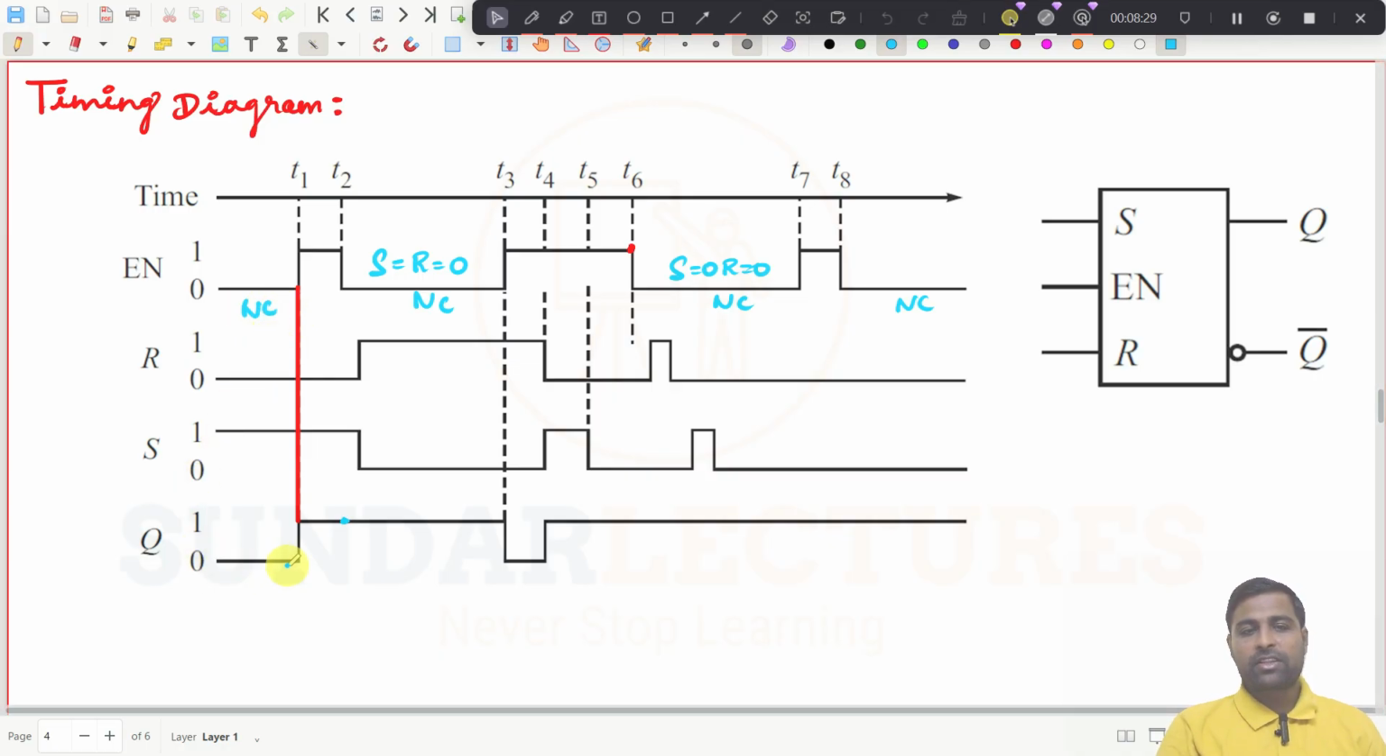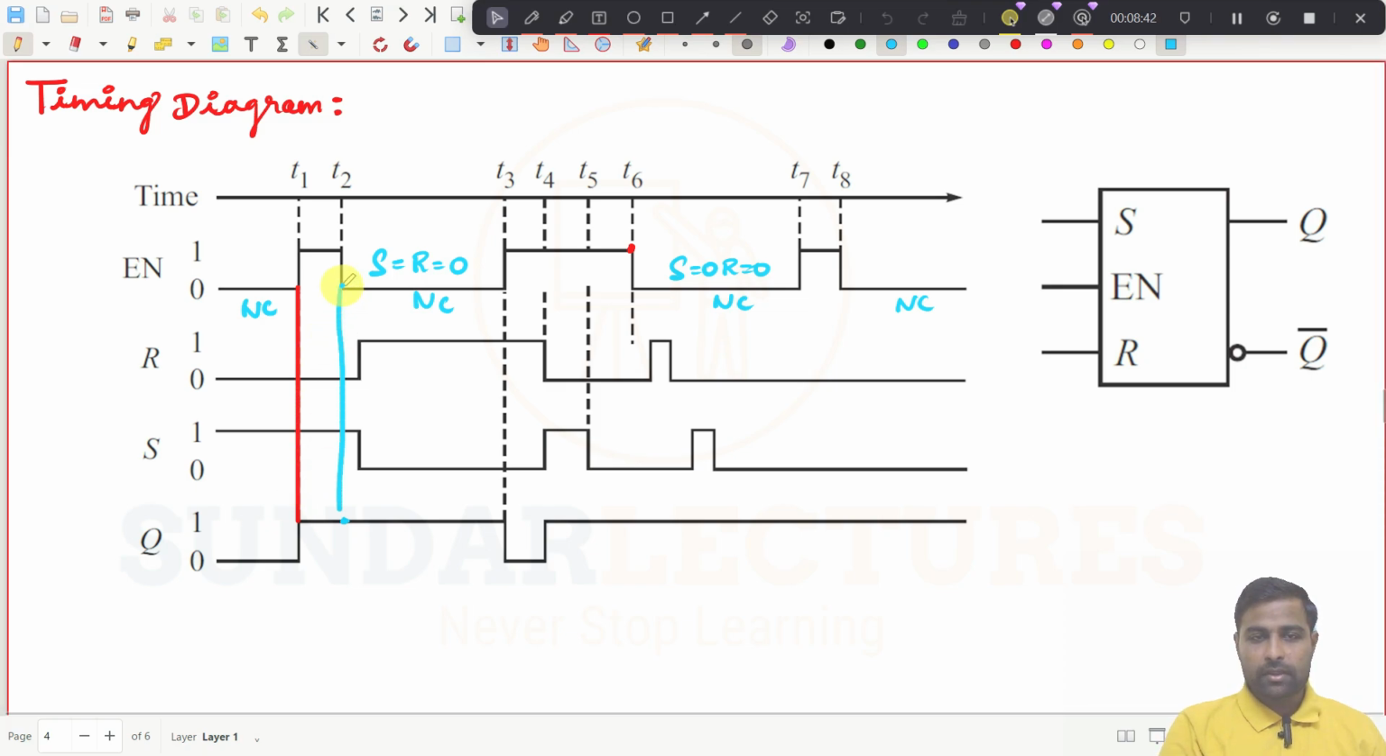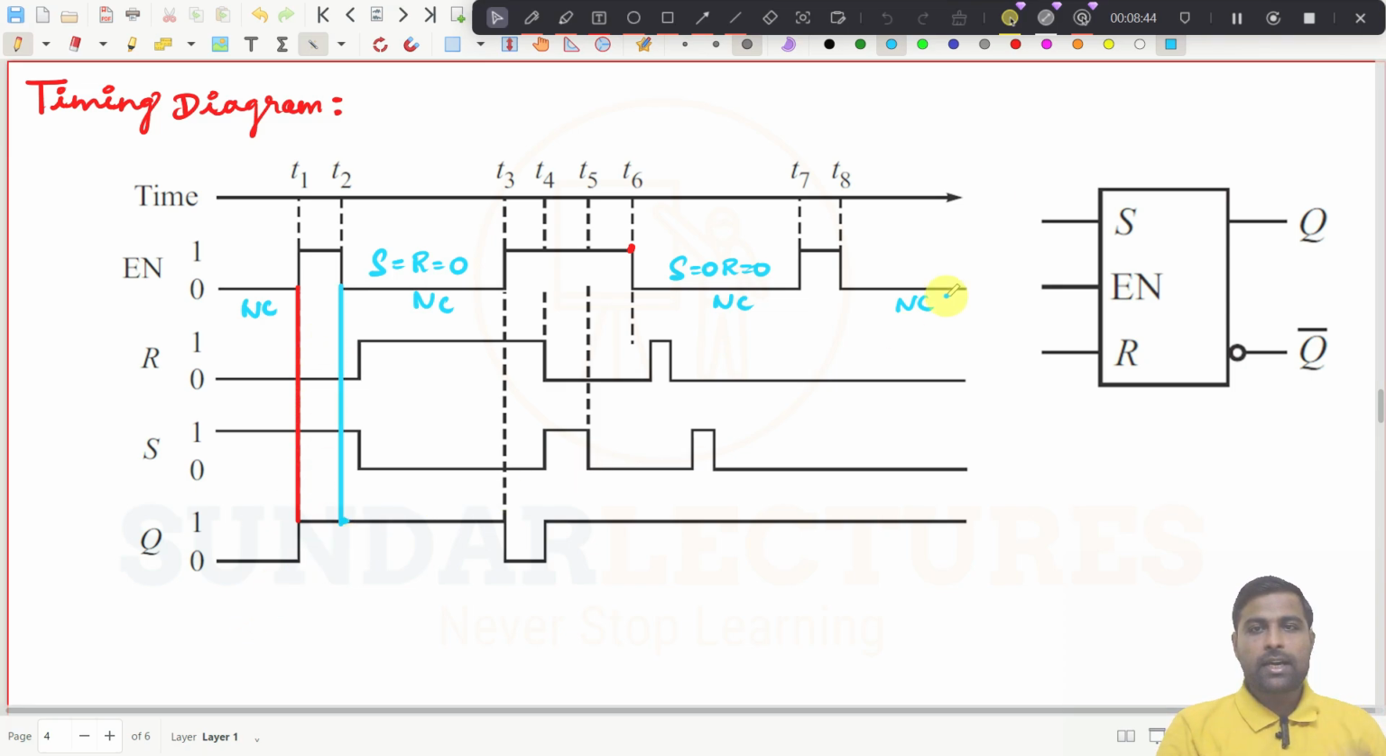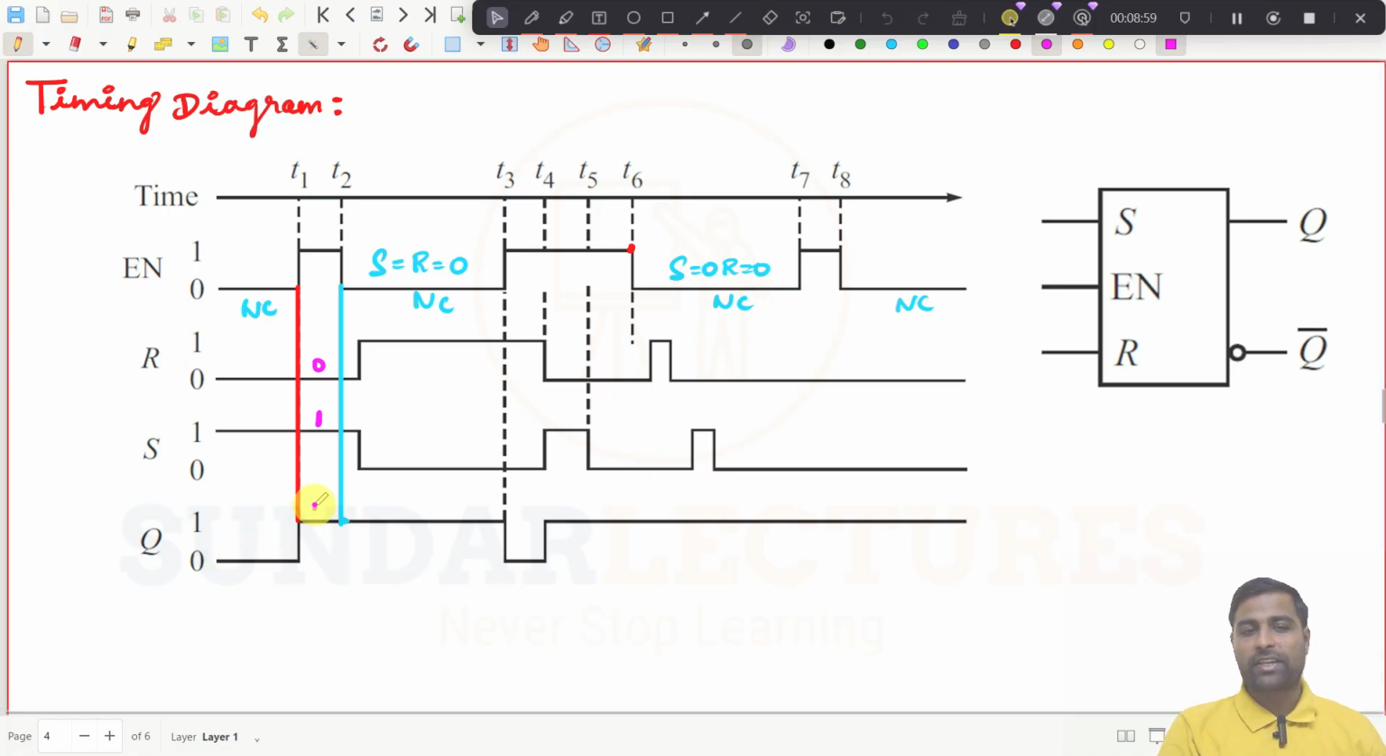So I am assuming this to be 0 now. So Q is equal to 0. So no change condition, it will be 0. At this point, my enable becomes 1 here. So I am going to see only until this point, since at that point only the enable is high. So at this point, R is equal to 0 now, and S is equal to 1. Am I right or wrong? So if S is equal to 1, then what happens now? Output becomes 1 here.